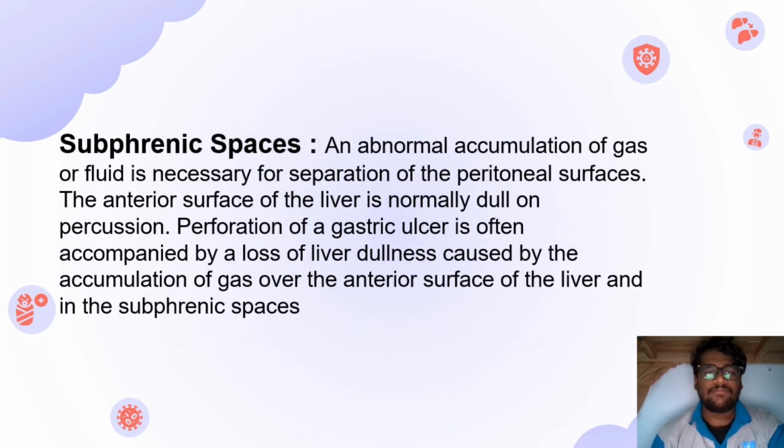Subphrenic abscesses: an abnormal accumulation of gas or fluid is necessary for separation of the peritoneal surfaces. The anterior surface of the liver is normally dull on percussion. Perforation of a gastric ulcer is often accompanied by a loss of liver dullness caused by the accumulation of gas over the anterior surface of the liver and in the subphrenic spaces.